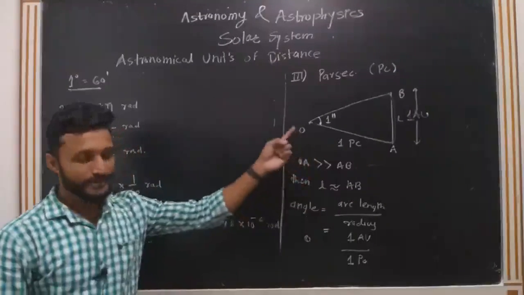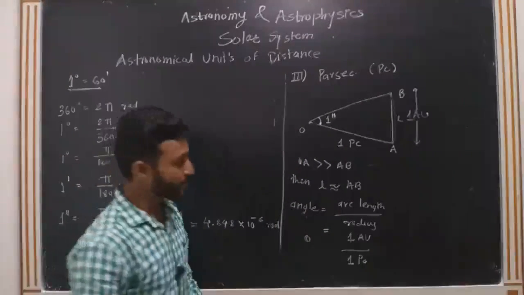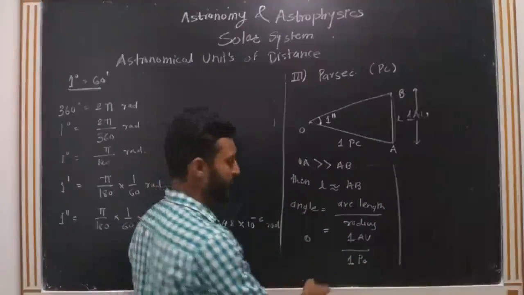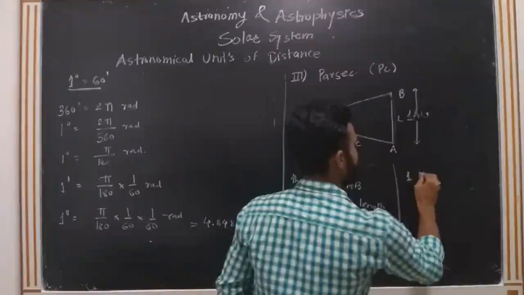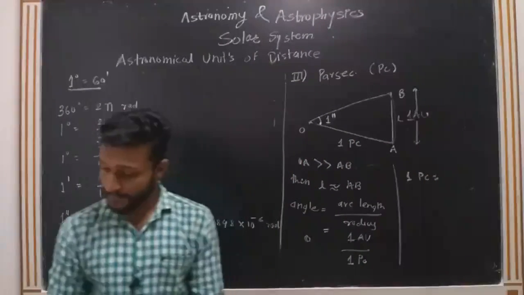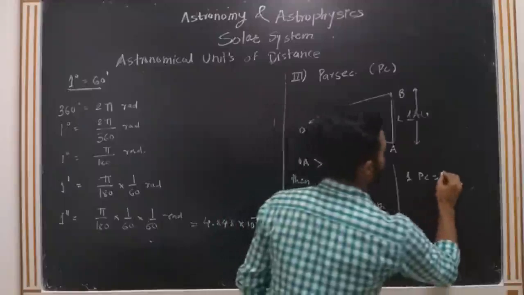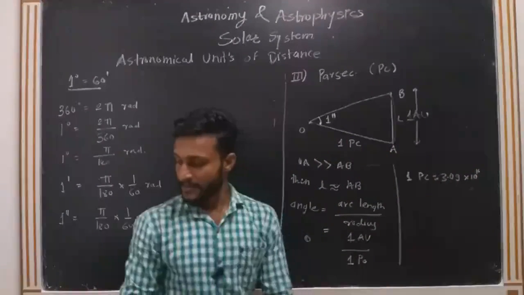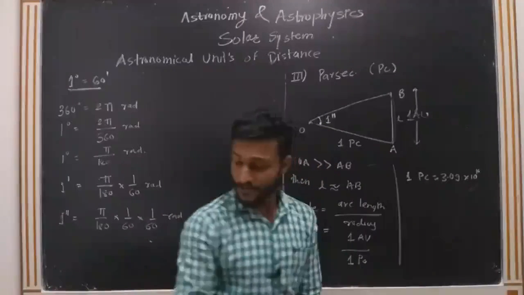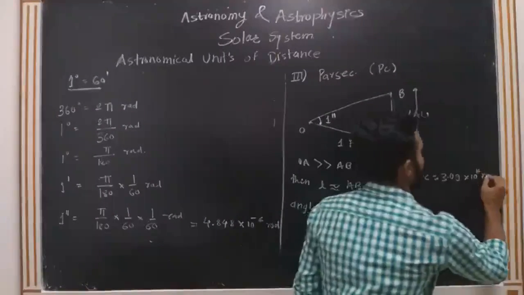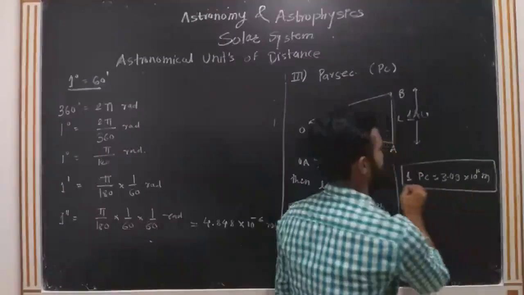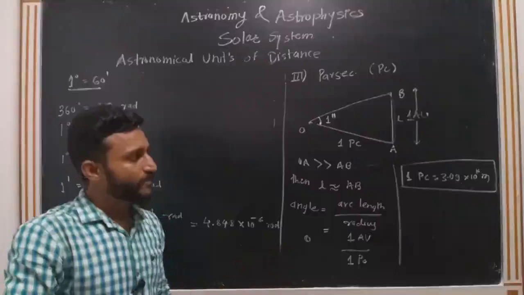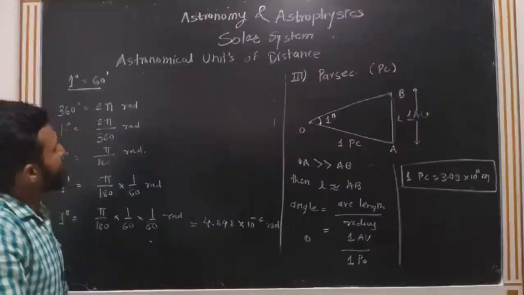So we can calculate 1 PC, which is equal to, if you put the values of theta here and the 1 astronomical unit value, so we can find out 1 PC, which is nearly equal to 3.09 into 10 raised to 16 meter. So these are the 3 astronomical unit of the distances, which is very important, right? I hope it is clear.